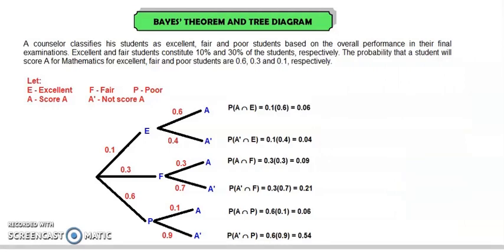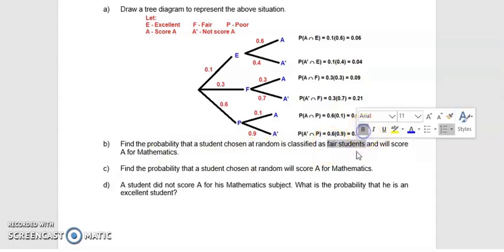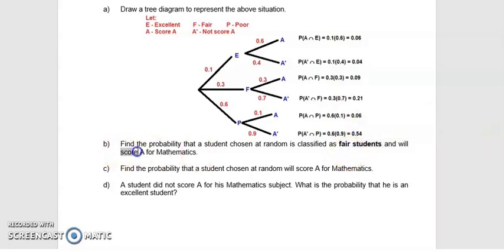Okay, let's go back to questions B, C, and D. To answer those questions, we will base on these three diagrams. All answers are based on these three diagrams. Okay, now let's look at question B. Find the probability that a student chosen at random is classified as a fair student and will score A for mathematics.